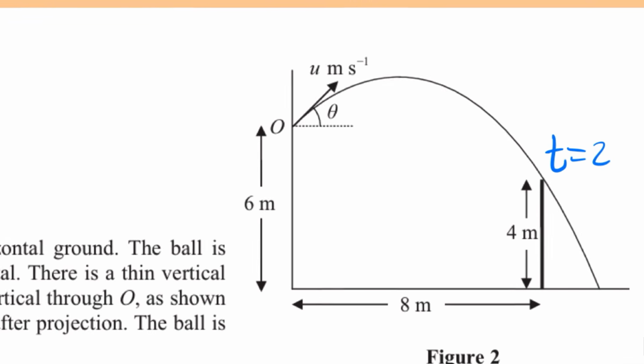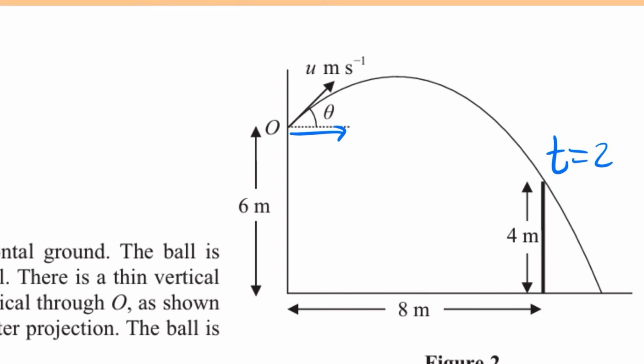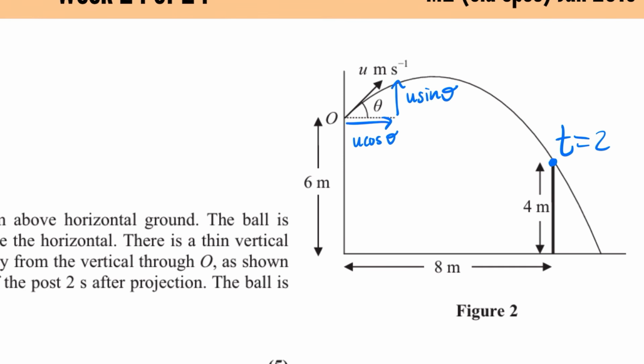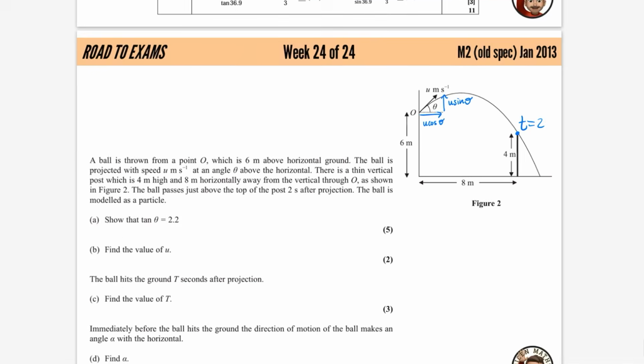And I think I'm going to do this by knowing that I need to split this up into its two components. So this will be the u cos theta, and we will have the u sine theta. And we know that in 2 seconds, it gets to this part, which means that it has travelled 8 meters horizontally. And it started up here and it's going down here. It will have travelled 2 meters downwards in the vertical sense.